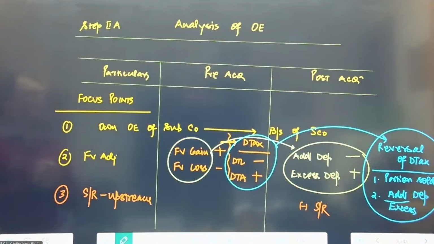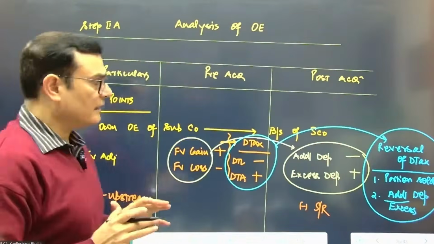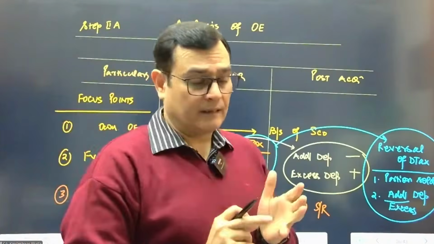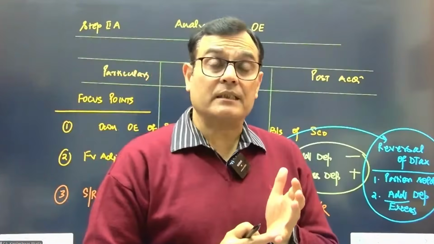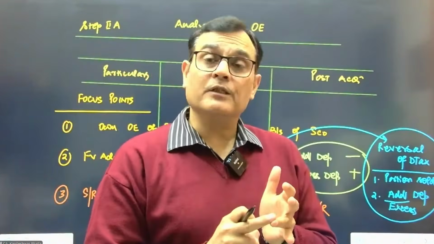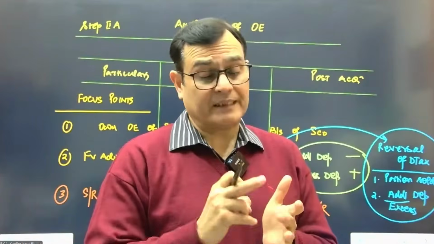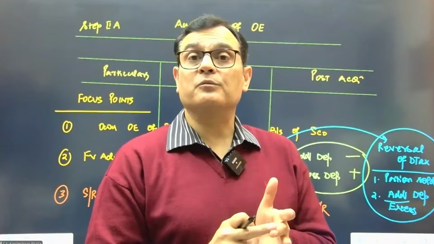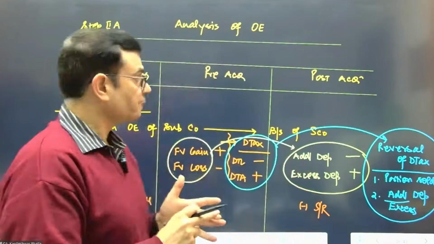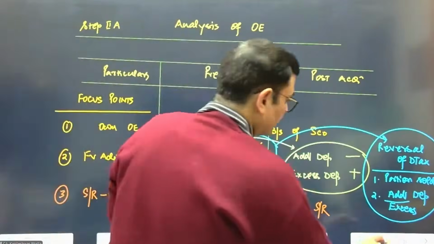So I think the 3 focus points are clear. When you do the analysis of equity, get it clear that I need to consider the base, other equity in the balance sheet. I need to consider the fair value adjustments with deferred tax implications and the stock reserve, which is upstream in nature. So step number 2 is done.